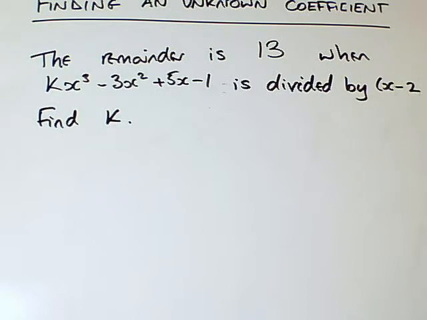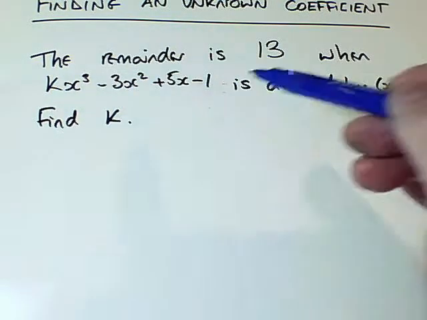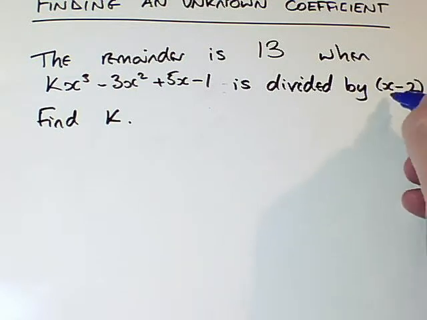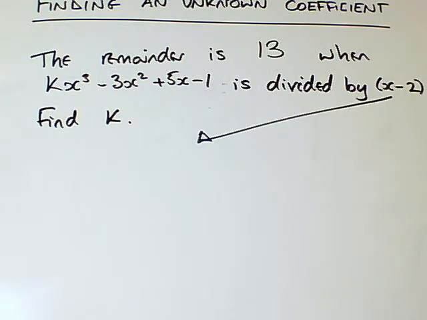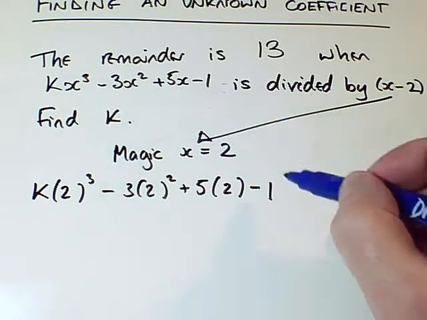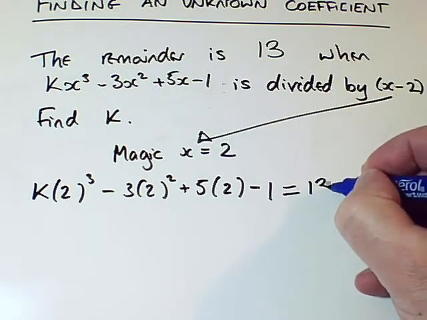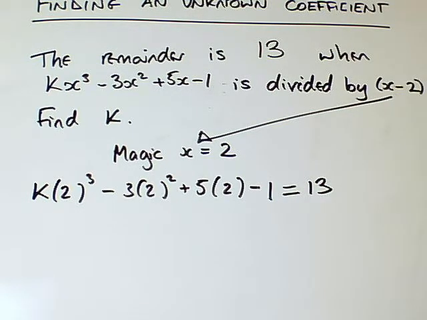In fact, that was so easy, I feel the urge to do another one where the equation might be a tiny little bit more complicated. So now I've got a remainder of 13, I've got a polynomial I'm dividing by x minus 2, so I start with the magic x being 2 because that's the value that makes the factor 0. I plug it into the equation, and I know that when I plug the magic x into the polynomial, the answer is the remainder. And what's the remainder? We know it's 13. So there's the equation I've got to solve to find my k.